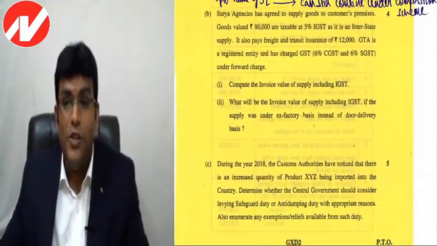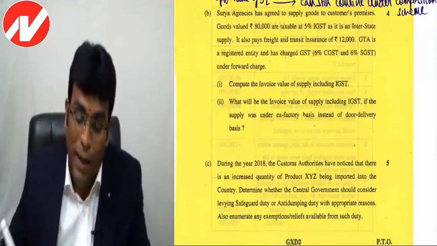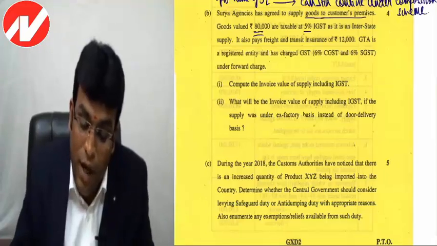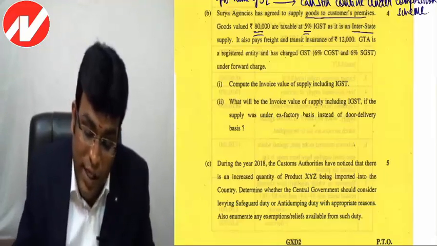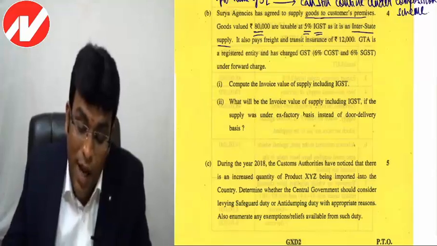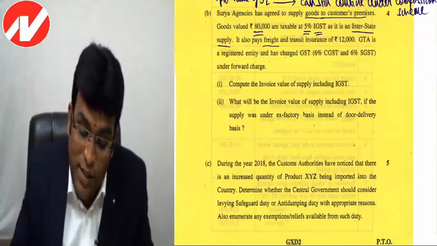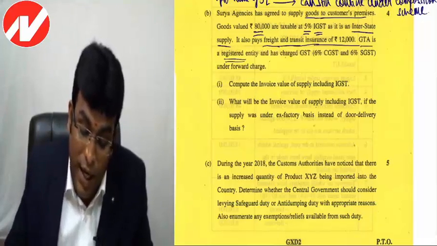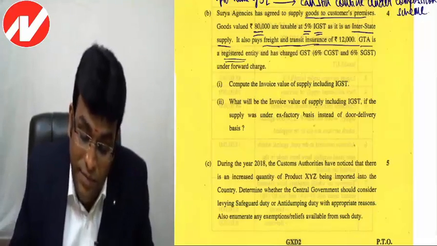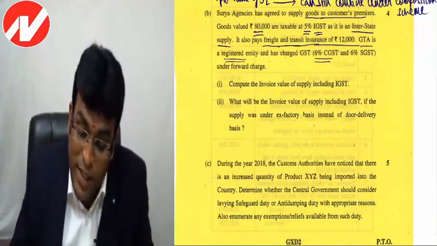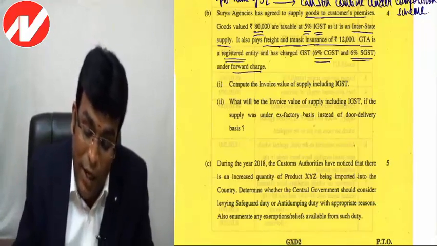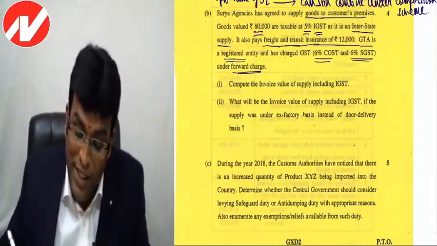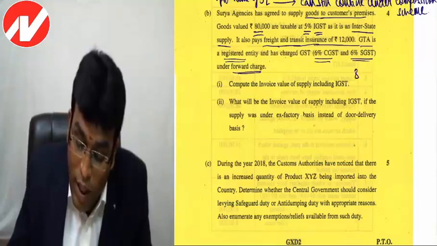Surya Agencies has agreed to supply goods to customers' premises. Goods valued 80,000 are taxable at 5% as it is an interstate supply. IGST is coming. It also pays freight and insurance 12,000. GTA is a registered entity and has charged 6% CGST, 6% SGST under forward charge. Compute invoice value of supply including IGST. What will be the invoice value?